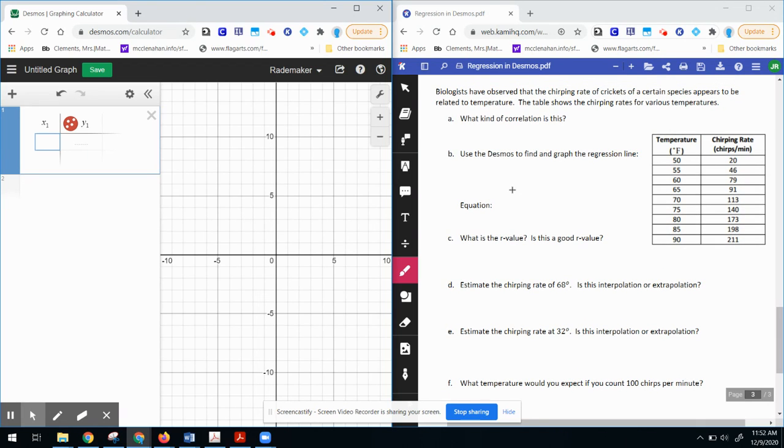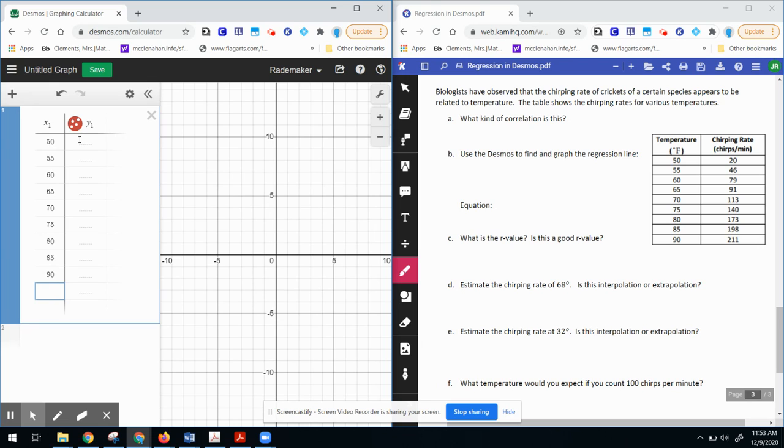Okay, so this is data involving the chirping rates of crickets based on temperature. So in my x column, I'm going to use temperature. In my y column, I'm going to type in the chirping rates. Okay, so you just go to the table and start with the x values. So we got 50, hit enter to get to the next line, 55, 60, 65, 70, 75, 80, 85, and then 90.